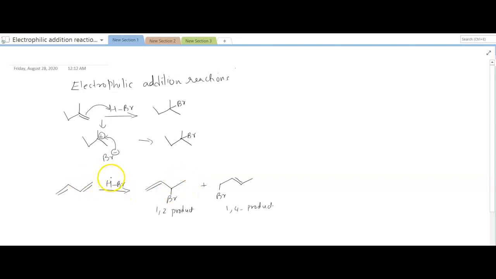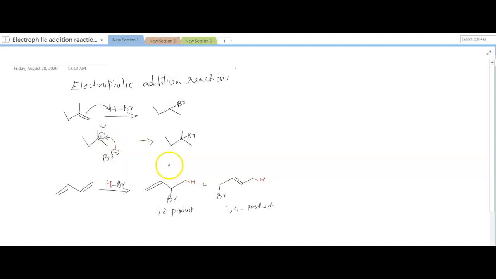The 1 and the 4 are in terms of where the hydrogen attaches and the Br attaches. For example, in this case, the hydrogen is over here and the Br is over here, so that is the 1 and 2 position. In this case, the hydrogen is still here and the Br is over here, so that is your 1,4 product. The formation of the two products can be explained with a mechanism similar to the one shown here, where the first step is the formation of a carbocation, followed by the nucleophilic attack of the Br minus.